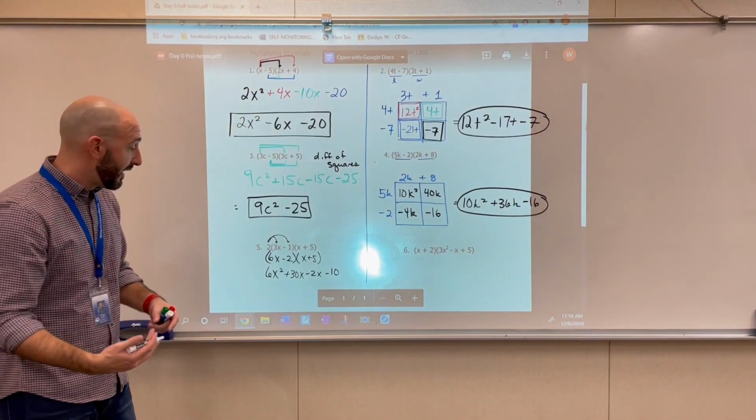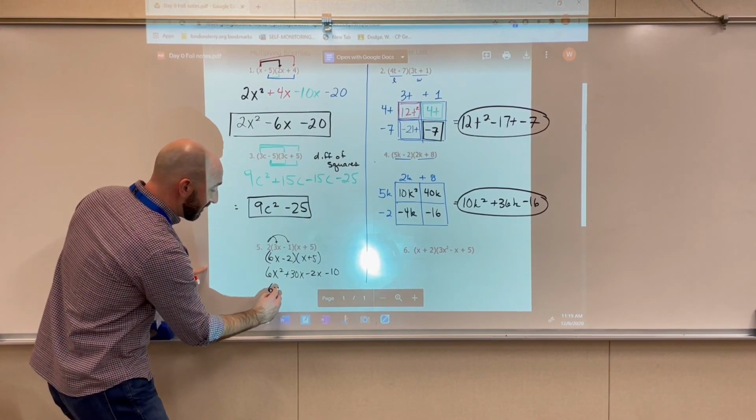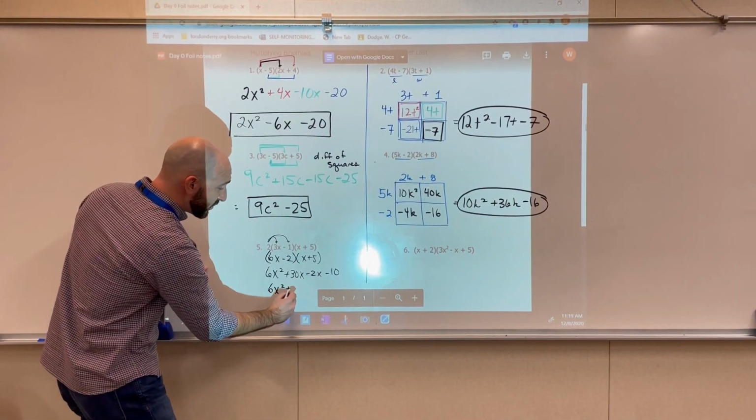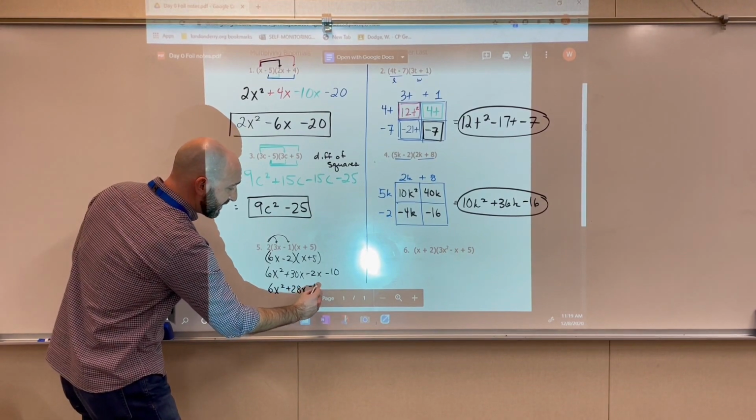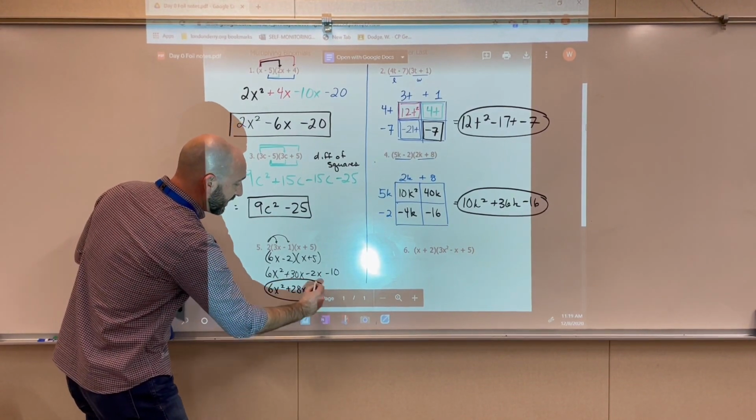And again, we'll combine like terms. 6x squared plus 28x minus 10 is the product that we want.